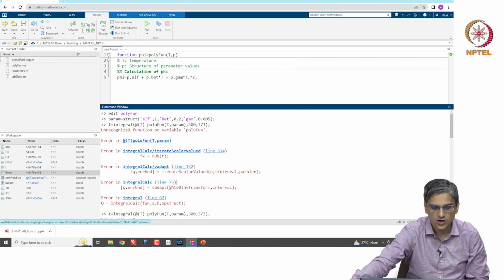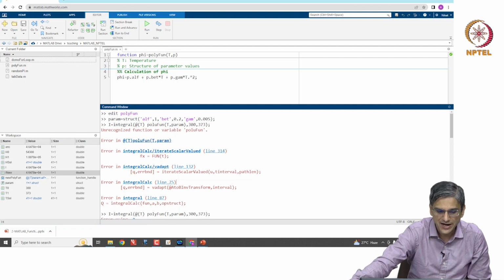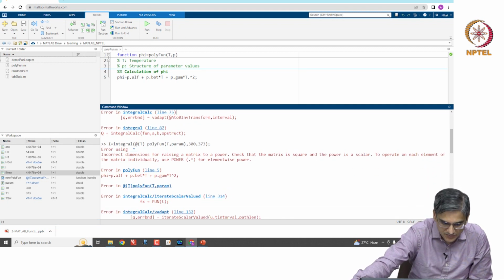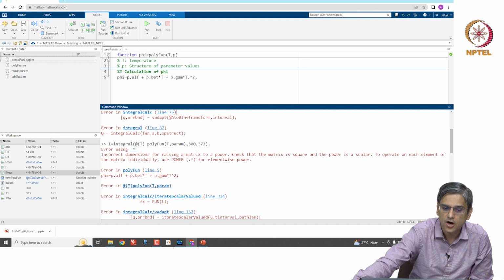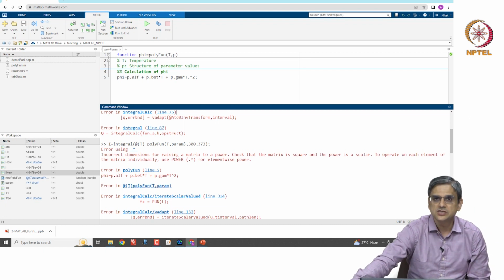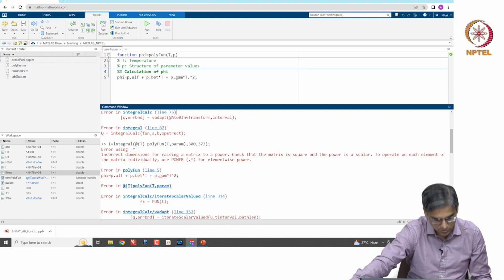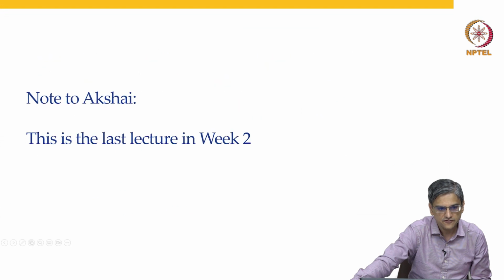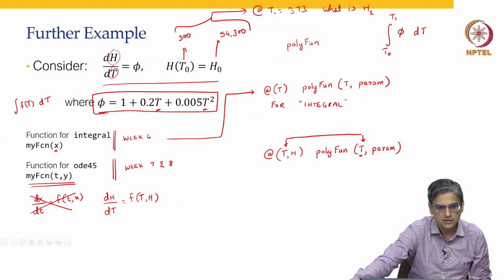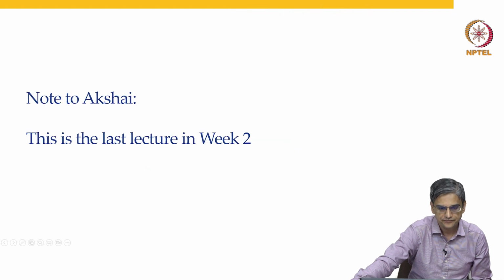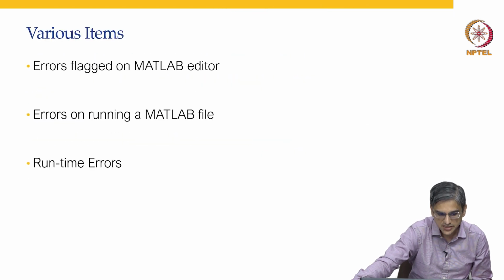The third error was what is called a runtime error. Now, why did that error happen? That error happened because the command integral uses what is known as vectorization. That means it assumes your function phi is a function of vectors.